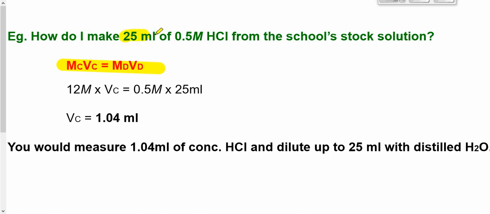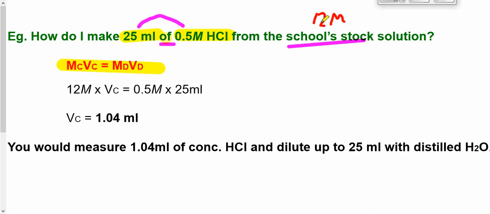We know we have 25 mils of half a molar HCl. I want you to pay attention to the word of, because it is a linking word. It tells us that these 2 numbers, the 25 mils and the 0.5 molar, belong together. In this case, this will be the diluted, the MD and the VD. I know they're diluted because, one, I'm making them. I can't make something more concentrated by adding water. But also, I know that I'm using the school stock solution, which we said on the previous page was a 12 molar solution. So this 12 molar solution is clearly much more concentrated than a half molar solution.